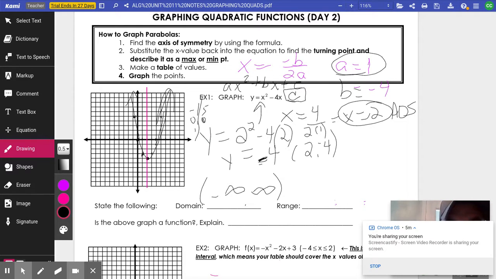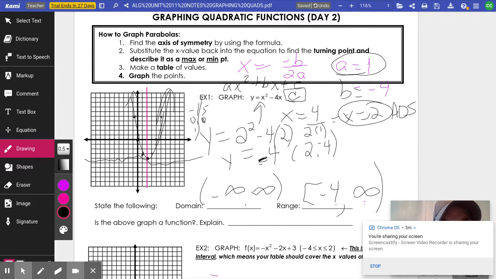And my range is low to high. Well, this only goes as low as -4. I'm using the y values. I know it's (2, -4), but really just the y value. This goes up off the graph, so it goes to infinity.